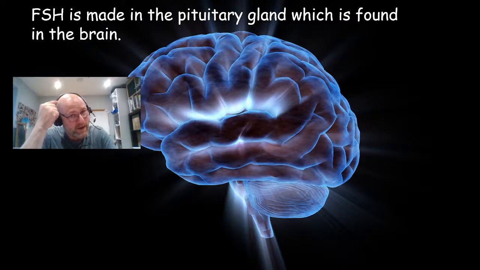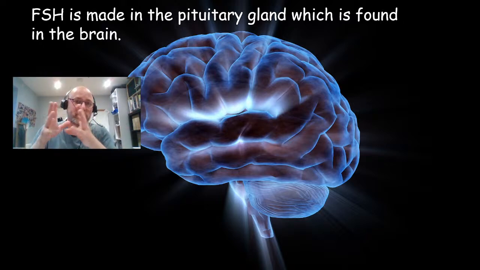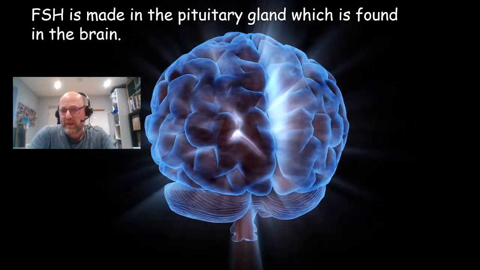FSH is made up here in the brain, in the pituitary gland. How does it travel down to the ovaries and say, hey, get an egg ready? In the blood. Well done, Adam. So it's just reminding you that hormones dissolve in the blood and they travel in the blood.